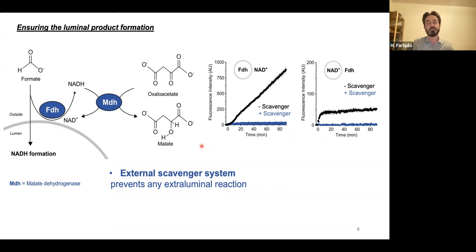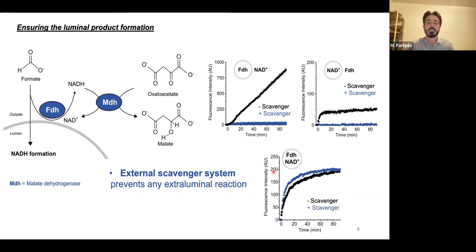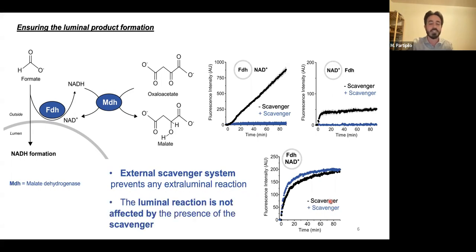A last thing we also tried to assess was whether our scavenger system might also affect the luminal reaction, because in these two panels, I'm showing negative controls, but in our normal setup, where we have the protein and the cofactor, and then we add formate, we would have liked to see if our scavenger was, to some extent, modifying the amount of luminal NADH formation. And indeed, it looked not to be the case.